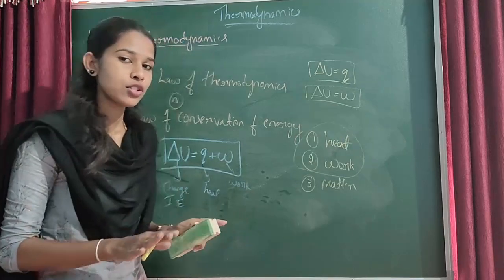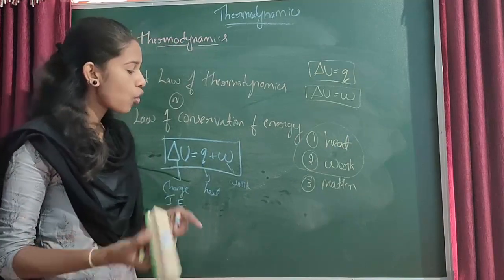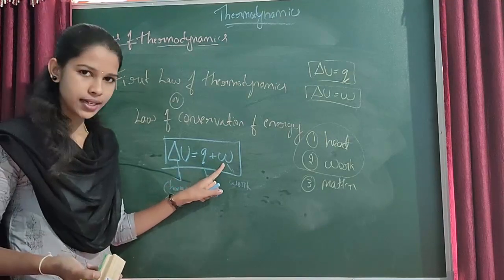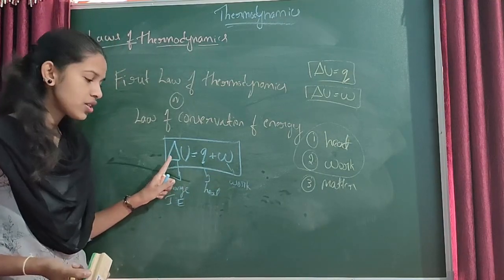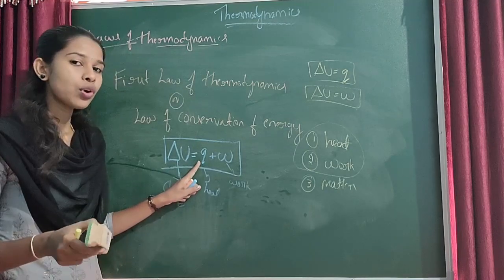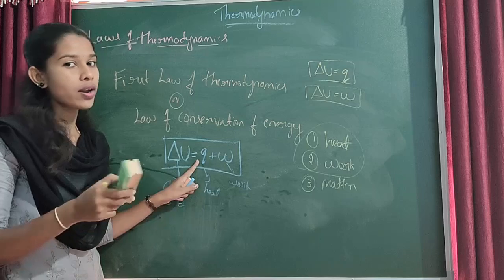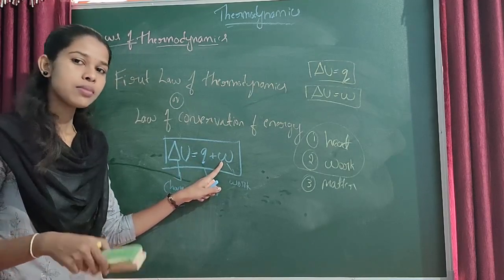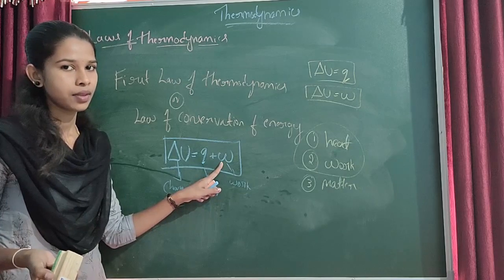If internal energy of the system changes because of both heat and work, then we can write delta U is equal to Q plus W. Here, change in internal energy of the system is equal to the amount of heat added to the system or removed from the system and the amount of work done on the system or by the system.